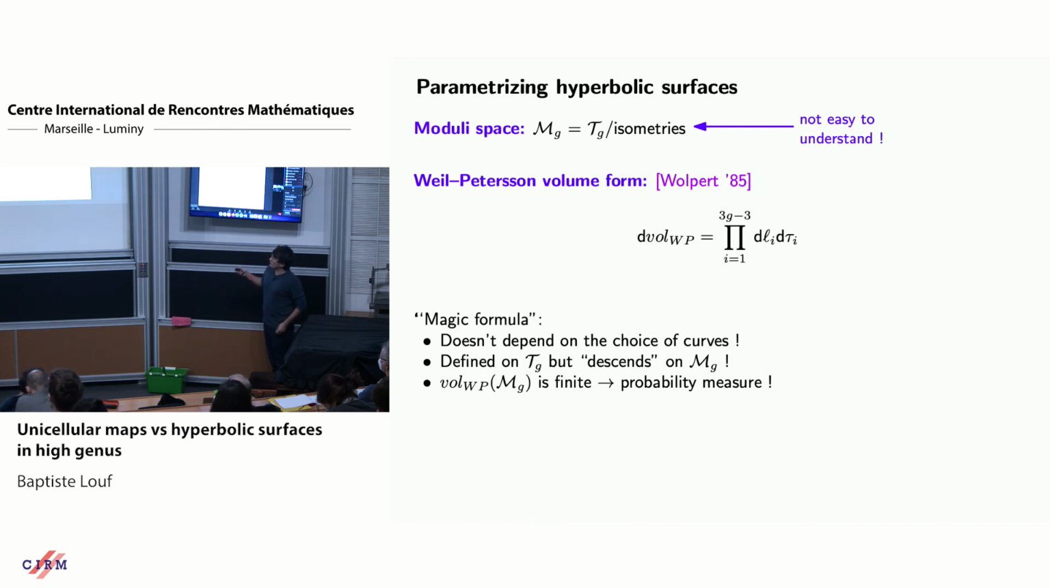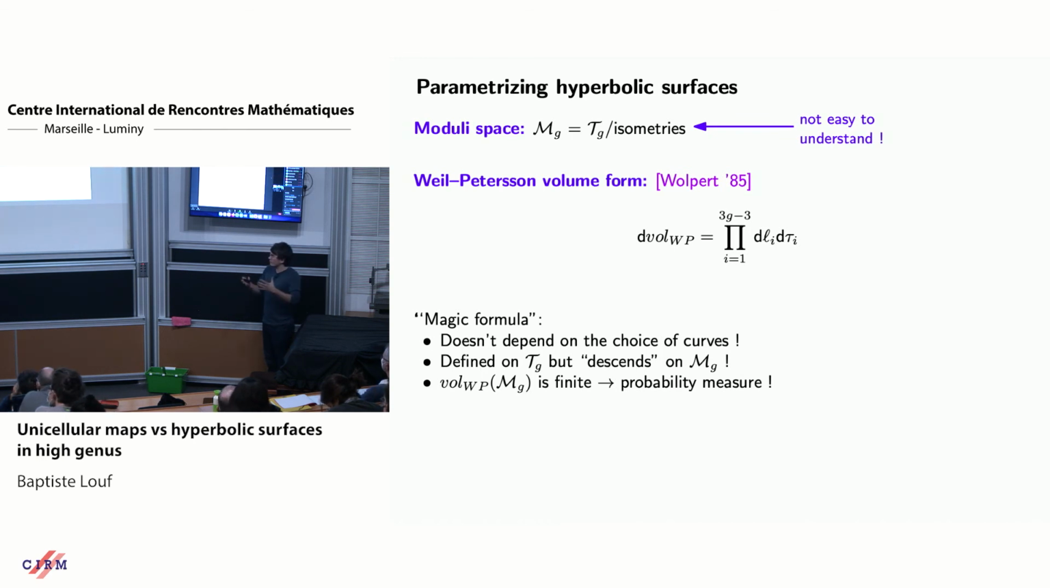Also, this is well defined on the Teichmüller space, but it descends on the moduli space. Still, it commutes well with this quotienting by isometries. And for us, the most important thing is that if you take the integral of this volume form over the whole moduli space, it gives you a finite amount.